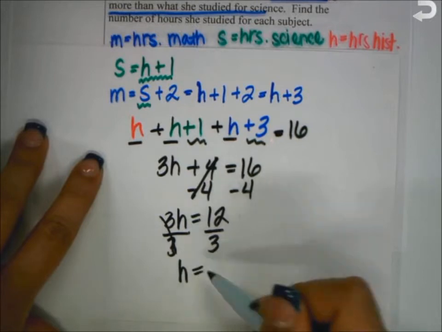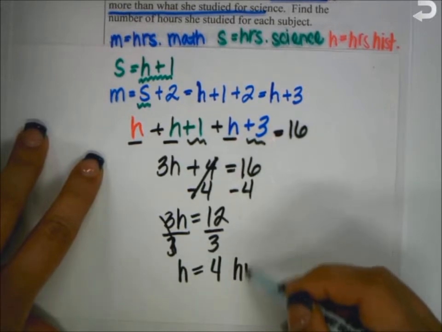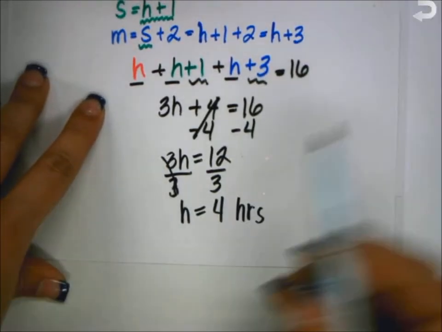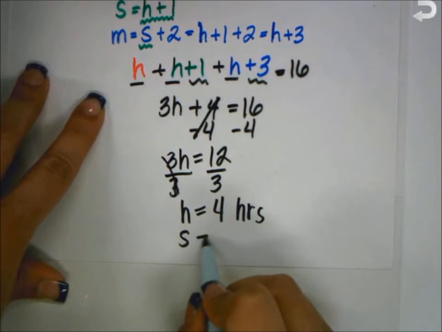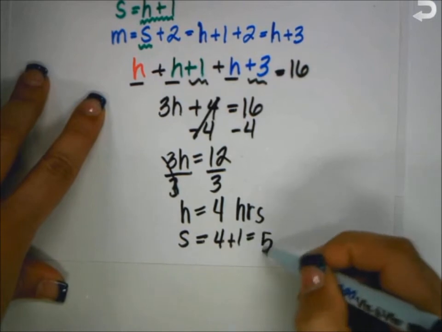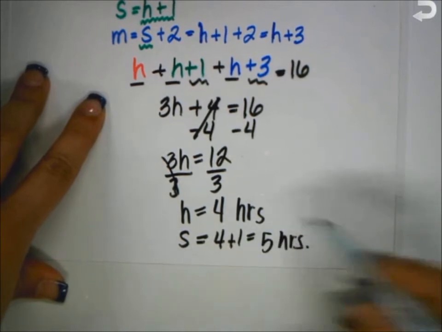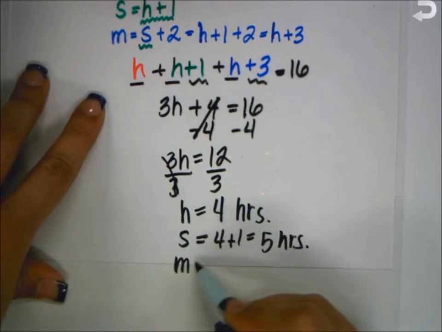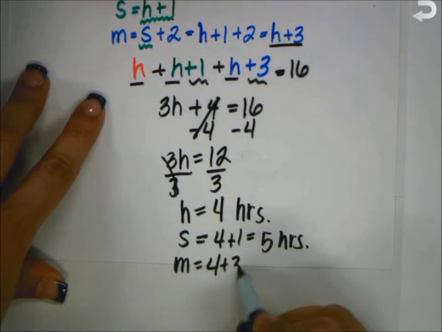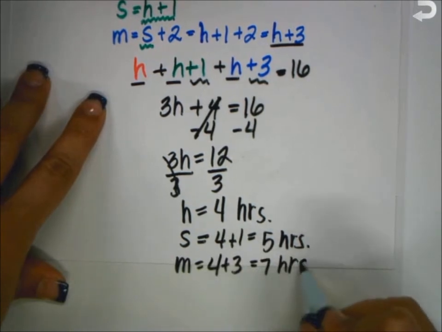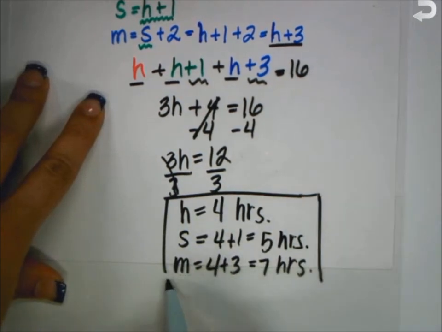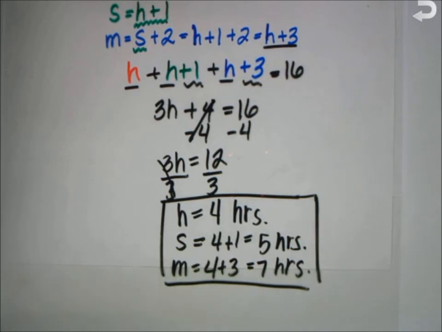So how many hours did she study for science? H plus 1, so 4 plus 1, which is 5 hours. And she studied for math H plus 3, so she studied 4 plus 3, which is 7 hours. That is your answer. So you need to make sure that you are aware exactly what they're asking you for. Because you might get a question where they just ask, how many hours did she study for math? So you only give them the math answer, but you still have to go through all of it, right? Okay.